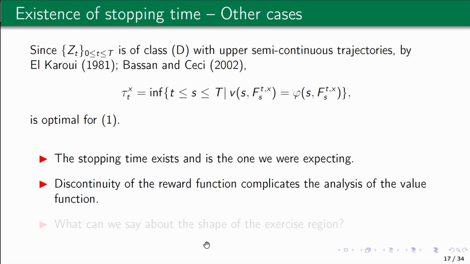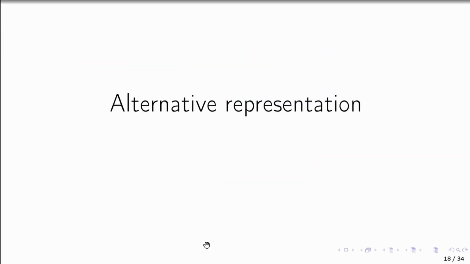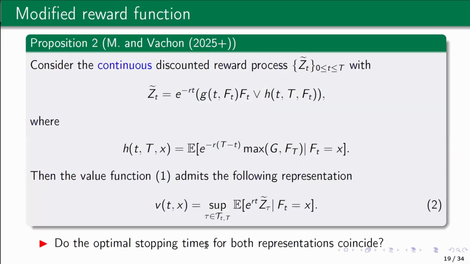However, this doesn't tell us anything about the properties of this value function V, and this is what we wanted to know more about, also in order to be able to talk about the shape of the exercise region. So we're wondering how we can get more information on this value function, and this is where we use the alternative representation. The alternative representation is simply a continuous reward function. The discontinuity in the reward function was always the problem.